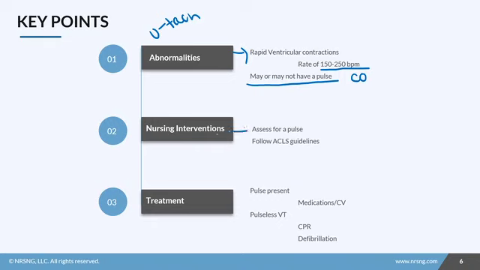Nursing interventions, first thing you've got to do is assess the pulse. And then you follow ACLS guidelines. If the pulse is present, we can do meds or a synchronized cardioversion. If they do not have a pulse, they are basically dying on you, do CPR, defibrillate them, give them epi, do whatever you've got to do to save their life.